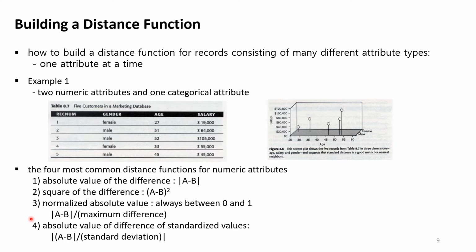The fourth method is the absolute value divided by the standard deviation. Instead of the maximum difference, it's divided by the standard deviation. So these are the most common distance functions for numeric attributes. If your attribute is numeric, like age or salary, then when you compute the distance between 2 attribute values, you can use one of these.